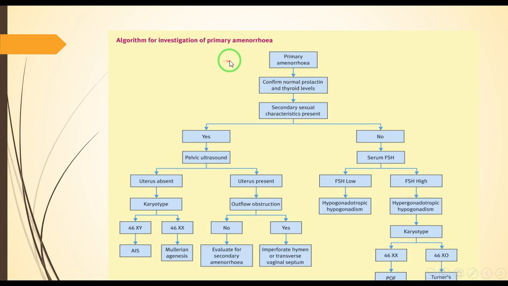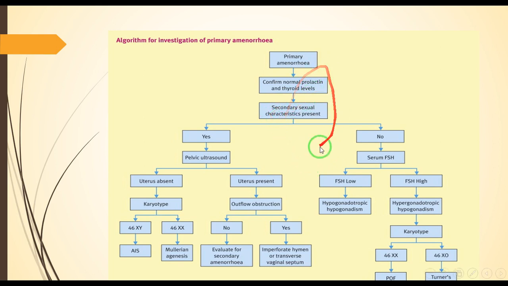This algorithm is an example of how to investigate primary amenorrhea by using, for example, the hormonal level. If the patient presents with primary amenorrhea, then first we exclude prolactin, because it is a cause of hormonal disturbance and affects the level of FSH or LH and causes inhibition of them. And also we can check the thyroid level. These are simple and can be checked at the beginning.